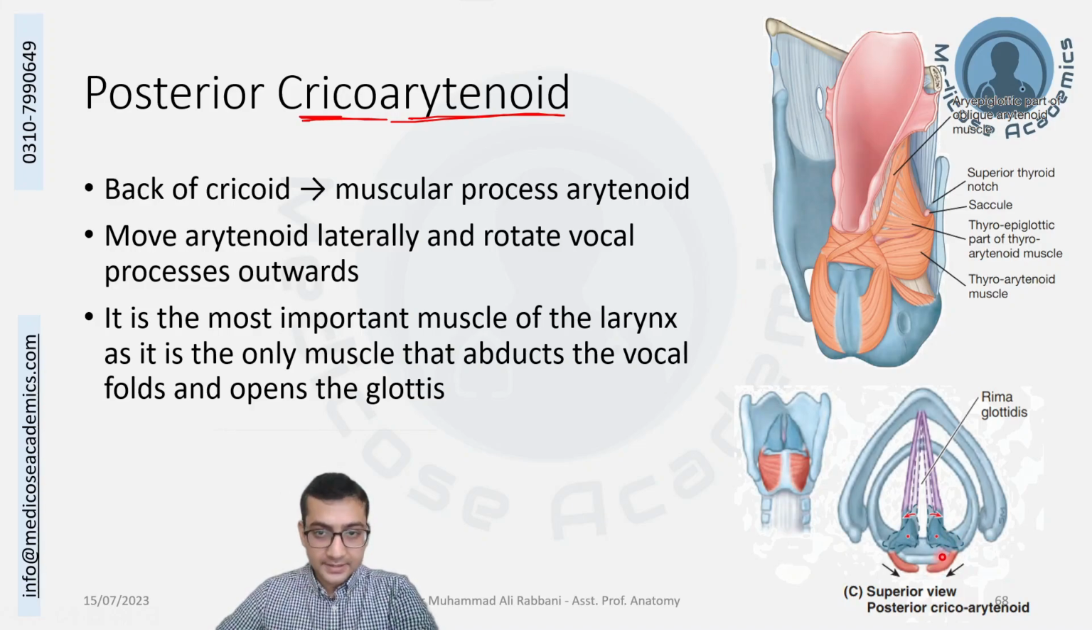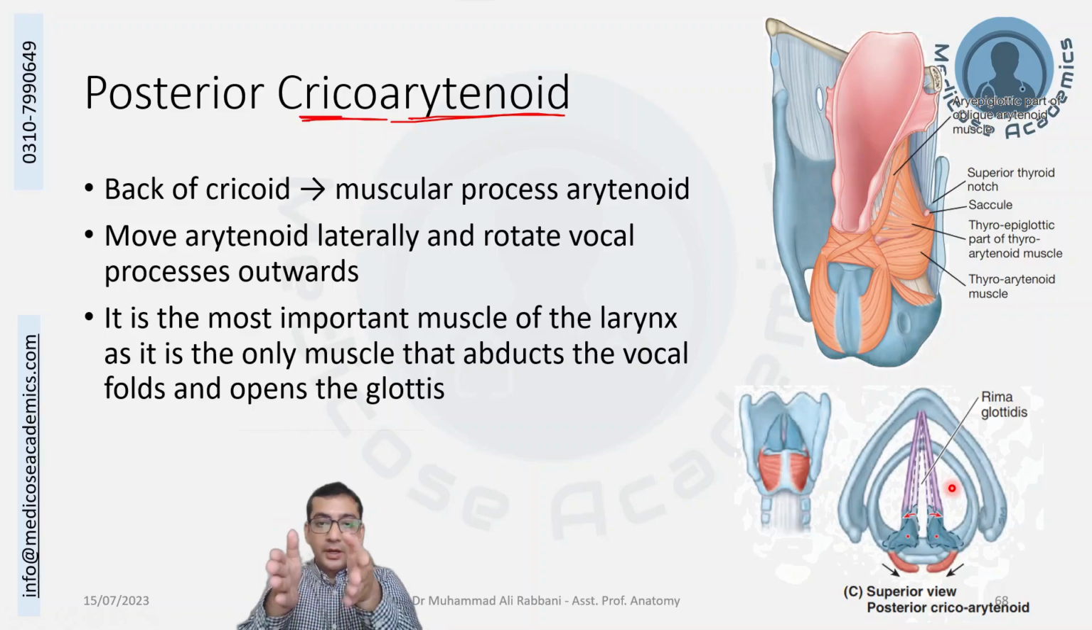When it contracts, the arytenoids along the vertical axis, they tilt like this. These are the movements we talked about earlier. So it helps rotate the arytenoid on the vertical axis. The vertical axis is shown by this red dot right here, and it twists like this.